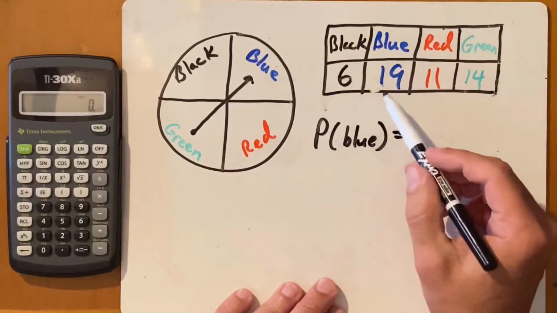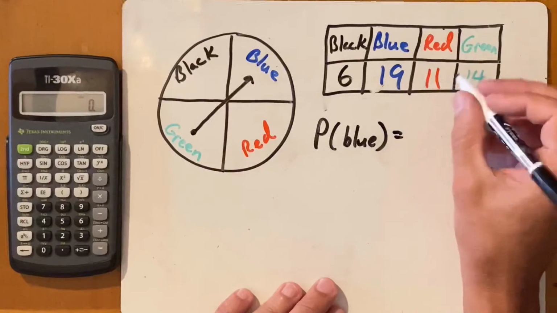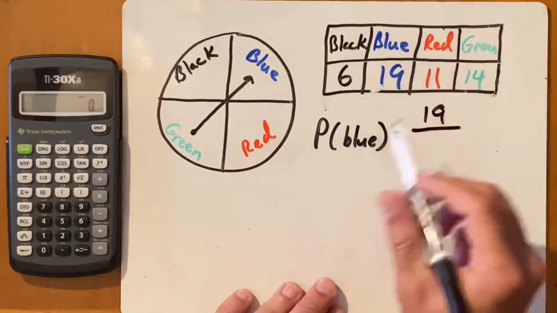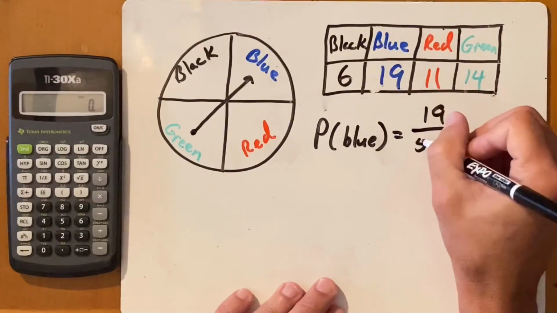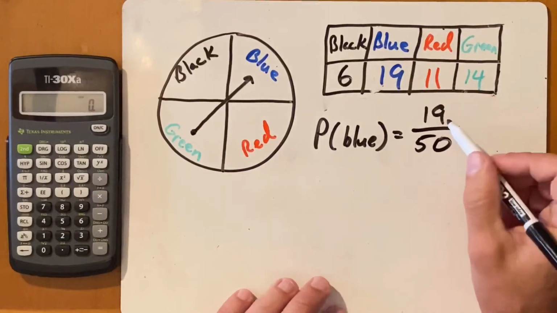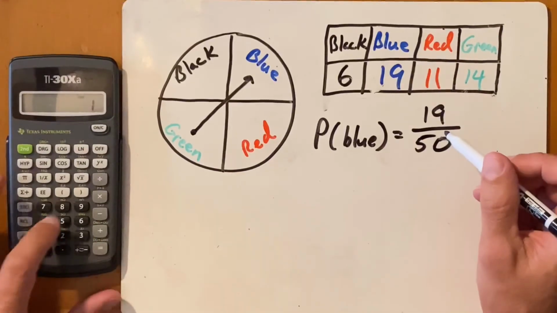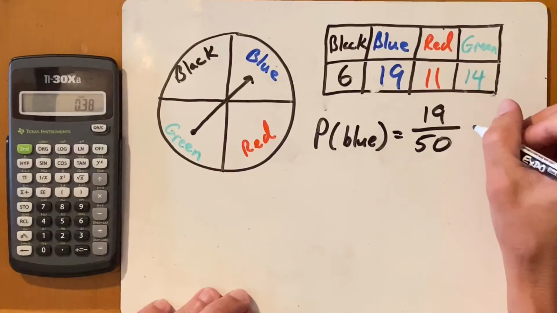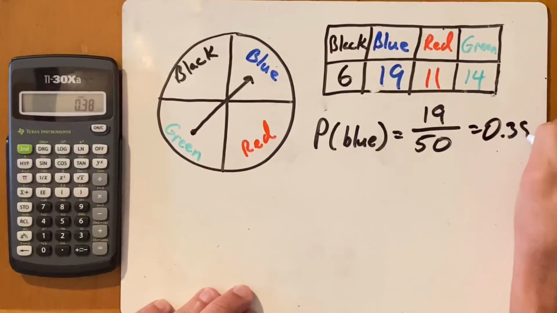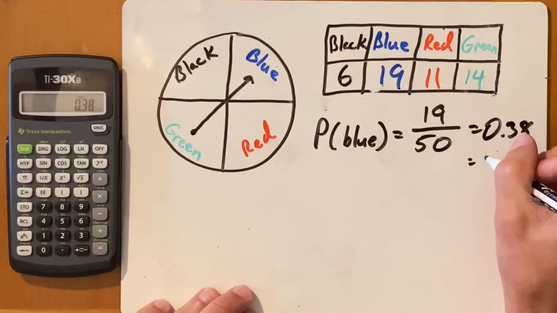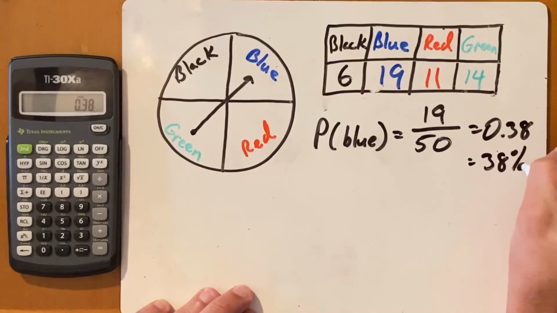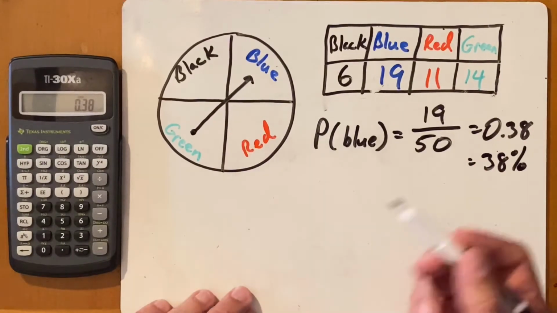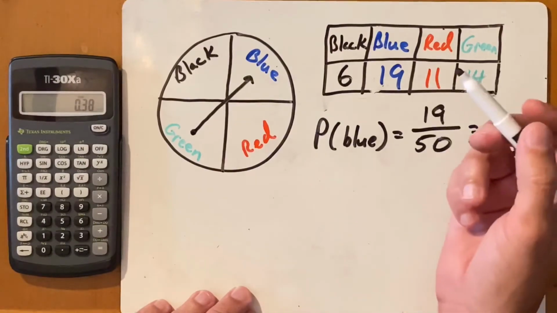So we're going to take a look at the frequency of that. Blue happened 19 times, so that's the frequency of blue over the total. Add them all up, which was 50. So our ratio is going to be 19 over 50. In our calculator, we can simply do 19 divided by 50, and that in decimal form is 0.38, or in other words, we have a 38% chance that blue is going to come up if we spin it. We can also look at something that's similar to a complement.